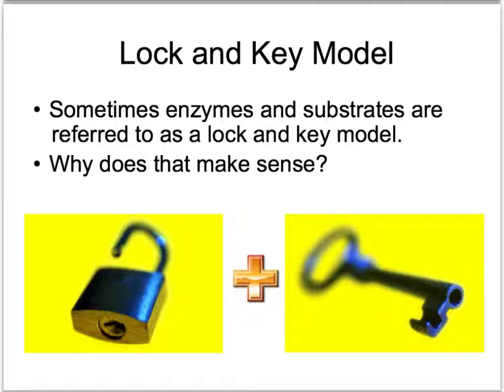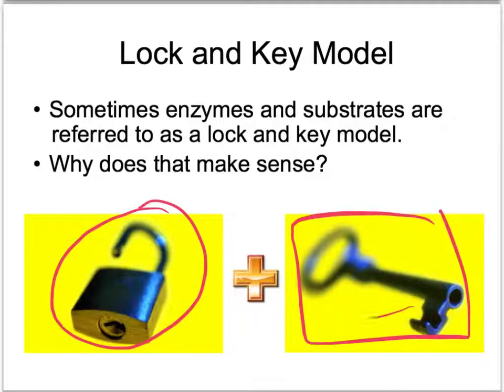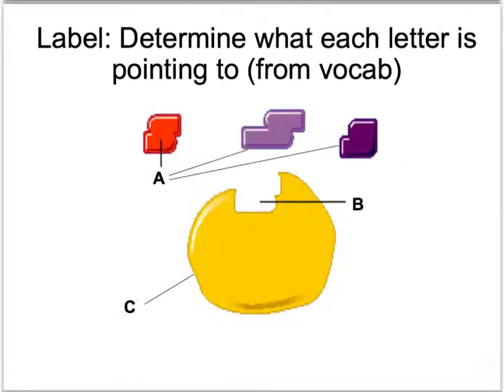Why does this make sense? Because if the enzyme is the lock, there's exactly one key that can fit inside of it. It doesn't matter if something almost fits. If it fits perfectly inside, it will unlock the door, in this case, speed up the reaction. If it doesn't fit perfectly, even if it's really close, nothing good's going to happen.